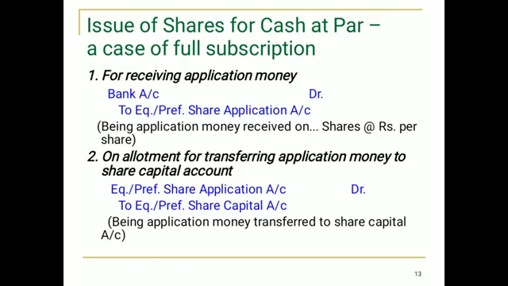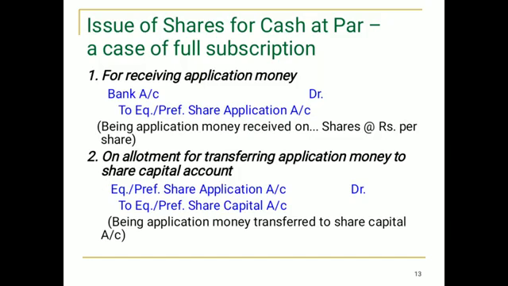Being application money received on so and so shares at rupees per share. Whatever the amount of application is given in the question, you are supposed to write here, along with the number of shares. I can well understand this is a completely new topic and it might sound difficult in the beginning lectures, but if you pay attention, things will be easy in the lectures ahead. So please don't lose your concentration, pay attention completely.